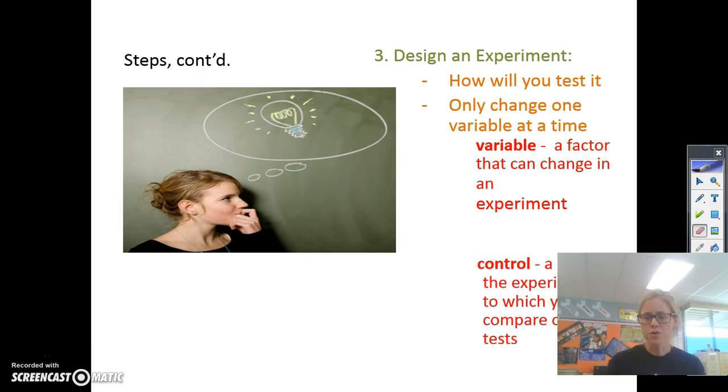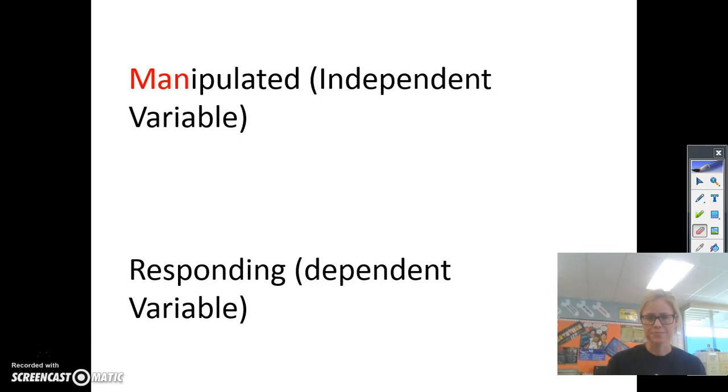The control, in an experiment, we always have to have a control. This lets us compare to be able to see if there is a difference. If I just go and run with my shoes on and I time myself, I don't know if I'm faster unless I run without shoes as well. So we have to be able to compare it to something. So we run without shoes and with shoes.